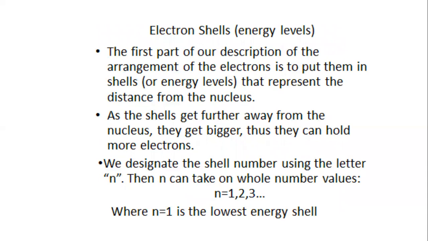The first part of our description of the arrangement of electrons is to put them in shells or energy levels. As the shells get further away from the nucleus, they become bigger and bigger. And because there's more space, they can hold more electrons. And so we designate the shell number using the letter N. So N can be 1, 2, 3, and 4. And as the numbers get larger, the energy level gets higher. So N equals 1 is going to be our lowest energy shell.